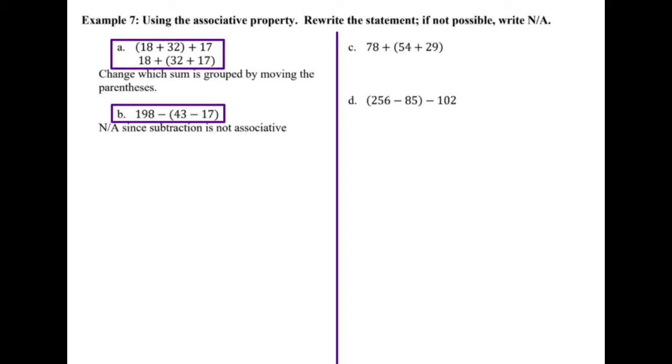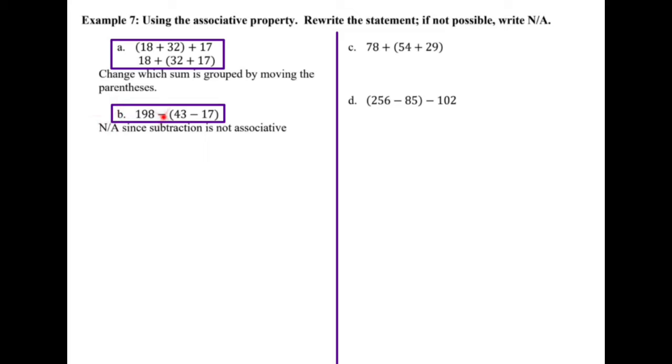Okay, example 7, using the associative property, rewrite the statement. If not possible, write an A. Now the box over there has the problem and the answer. That's my fault. I put the box around the whole thing instead. So what they have done is move the parentheses, right? Here the parentheses are around the first 2. Here they're around the second 2. They stayed in the same order, and they're add. So that is the associative property. The bottom line is the answer. The top line is the original problem.